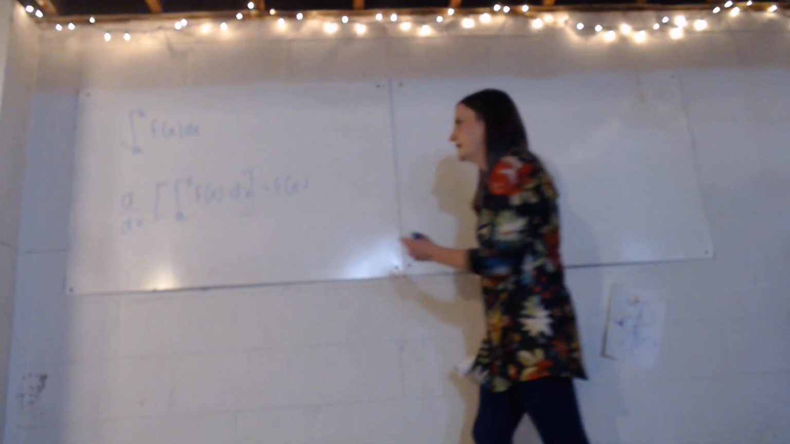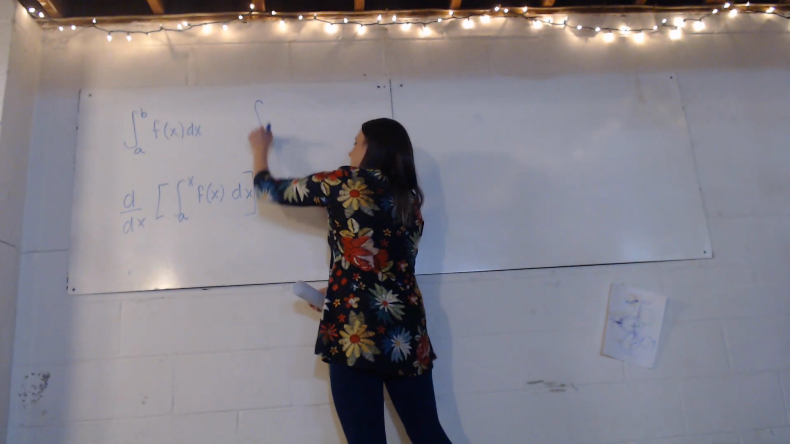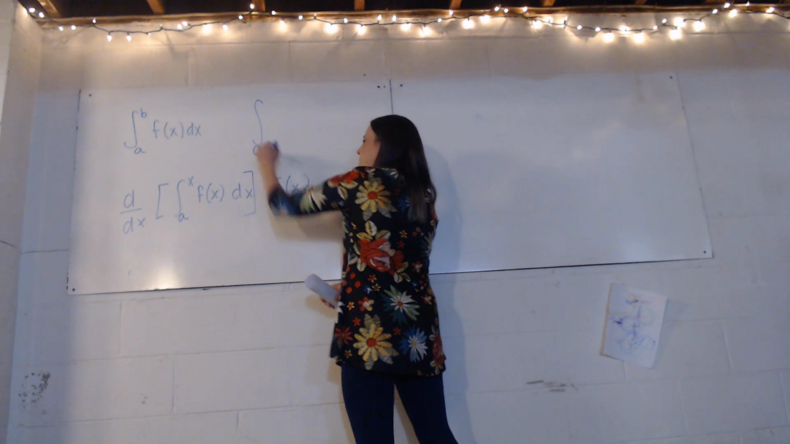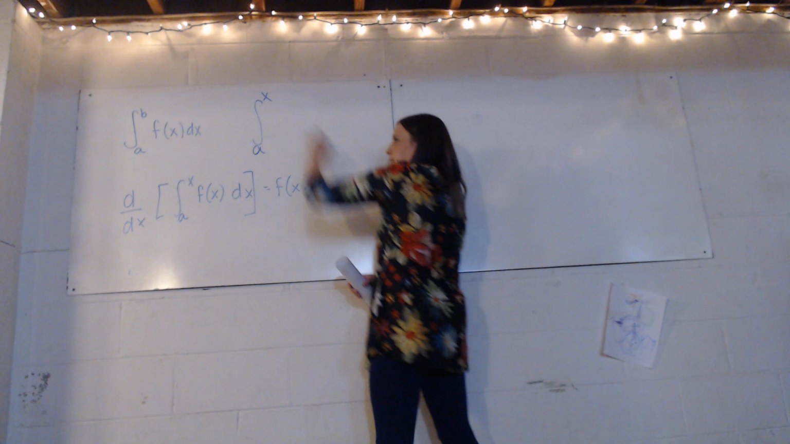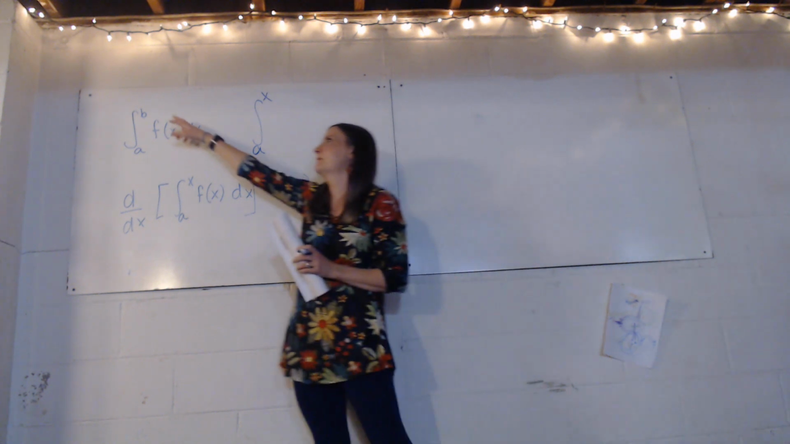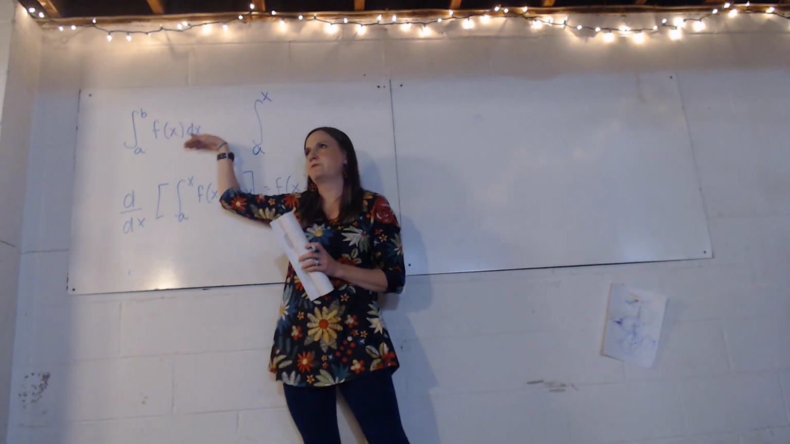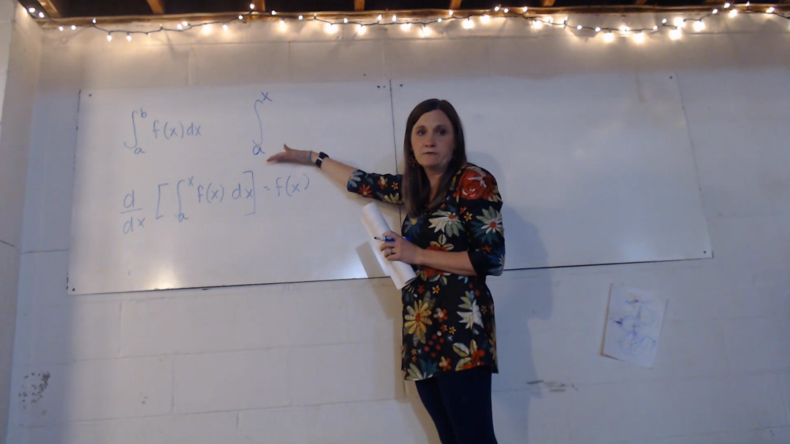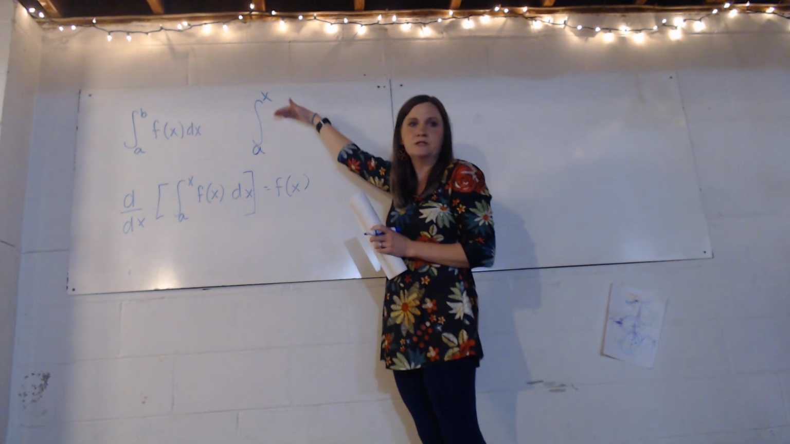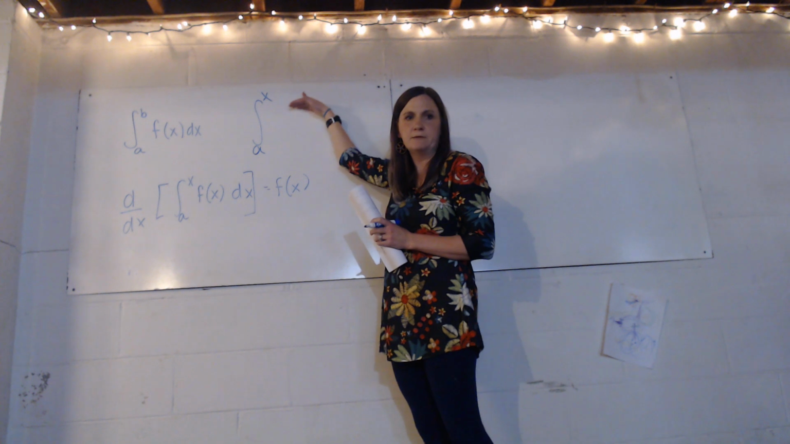You can have some starting point, typically it's 0, we'll say a, and you can go up to just a variable. Remember, b would be a number, like I would integrate from 0 to 10, for instance. You can start from a number, let's say 0, and just go up to a variable x.